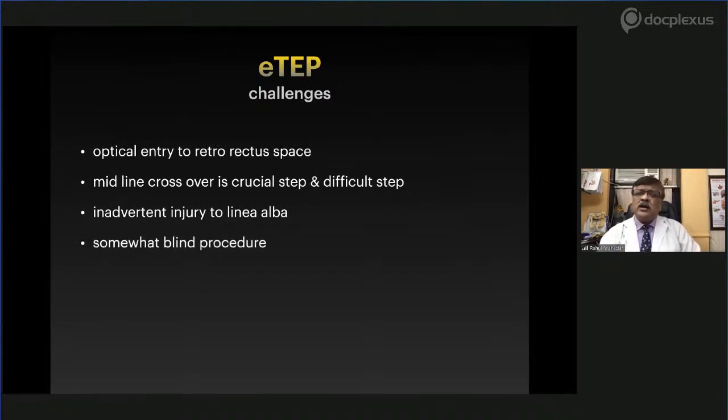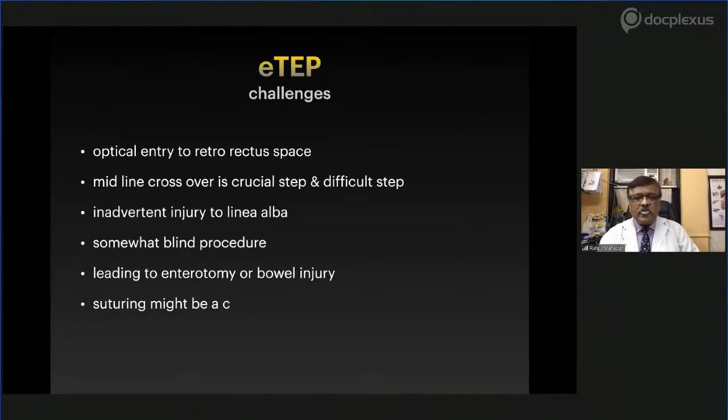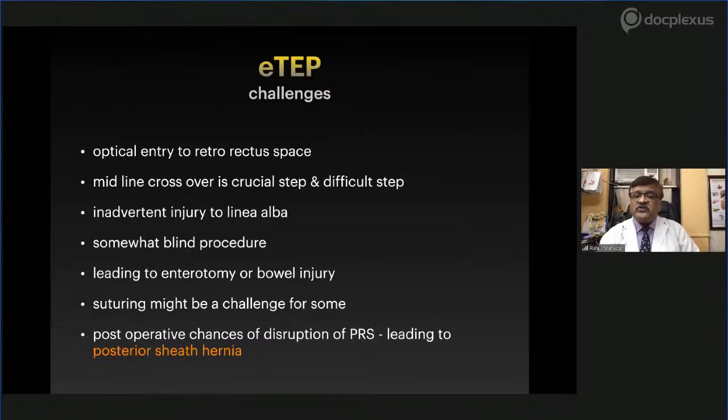Some surgeons have blamed this procedure as a somewhat blind procedure, which can even lead to enterotomy and bowel injury while taking down the hernia defect or hernia contents. And suturing might be a challenge for some surgeons. And post-operative chances of disruption of the PRS leading to posterior sheath hernias. This is the most dangerous thing which can happen with E-TEP RS.